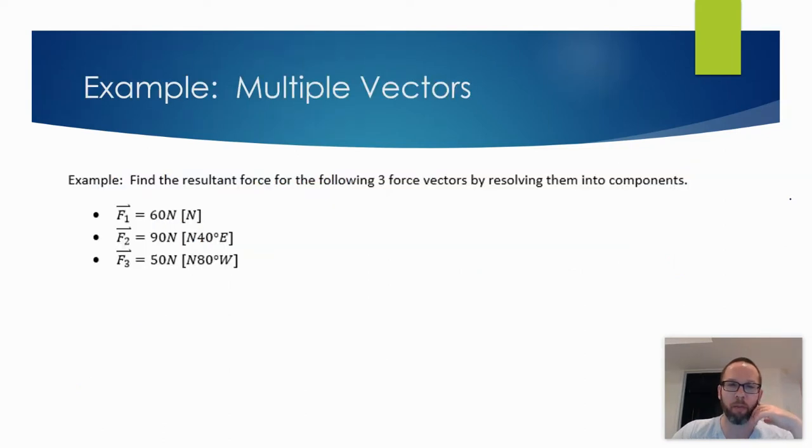So we're going to do an example here. I've asked you to find the resultant force for 3 vectors by using components. So we're not going to draw a diagram and use trigonometry. We're going to use components. So you have a 60 Newton force that's north. Note that that one already basically is in components for you. You've got a north-south component of 60 newtons north, and your east-west component is just 0 newtons. But the other 2, you'll have to draw out and resolve into components.